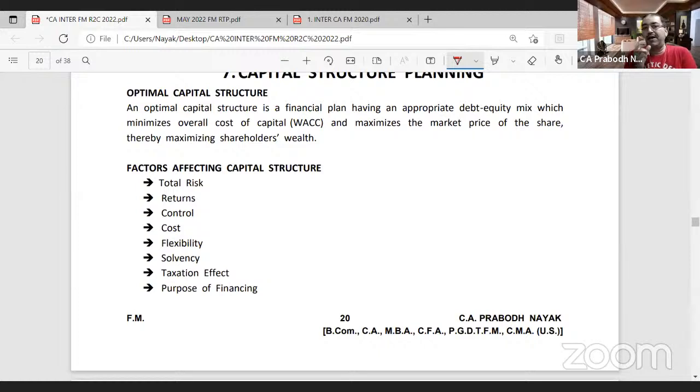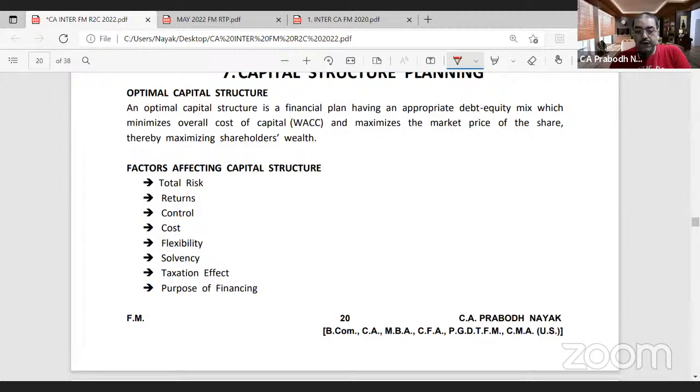Financial break-even point. They had asked for 2 marks along with the practical question. The numerical question was asked, and at the end they asked you to define financial break-even point. So for 2 marks, small concepts like this can be asked. Optimal capital structure is that capital structure where the weighted average cost of capital is the minimum. And it maximizes shareholders' wealth. So that level is called optimal capital structure.